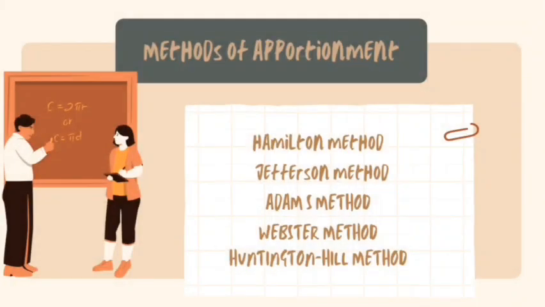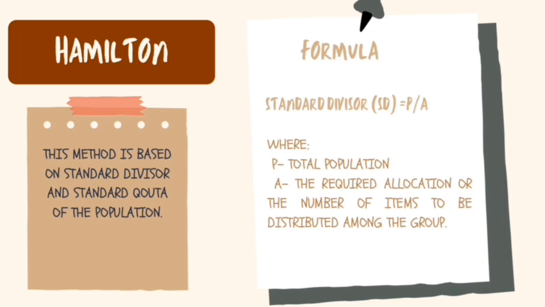So here are the 5 methods of apportionment, which is the Hamilton method, Jefferson method, Adams method, Webster method, Huntington-Hill method. So the first one is the Hamilton method. This method is based on the standard divisor and the standard quota of the population. So here is the formula. Standard divisor is equal to P over A, where P is the total population and A is the required allocation or the number of the item to be distributed among the group.